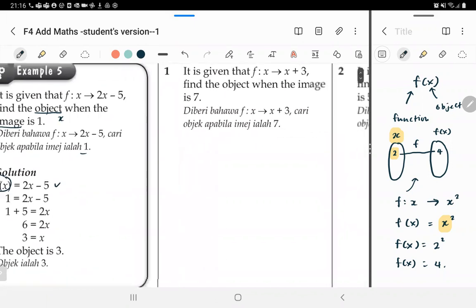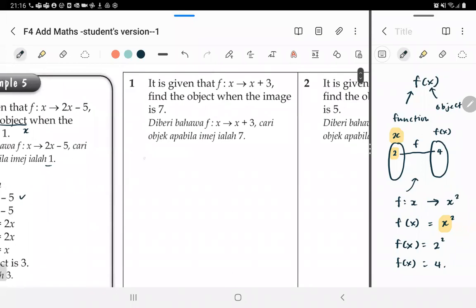So for example, this one, the working, you will need to write f(x) equals x plus 3. Find the object also when the image is 7. So that means 7 equals x plus 3. At least if you show this one, you will get 1 mark, if the question is 2 marks. Then do the algebra. 7 minus 3 equals x. So 4 equals x. You can leave your answer in this way, or you write it x equals 4.